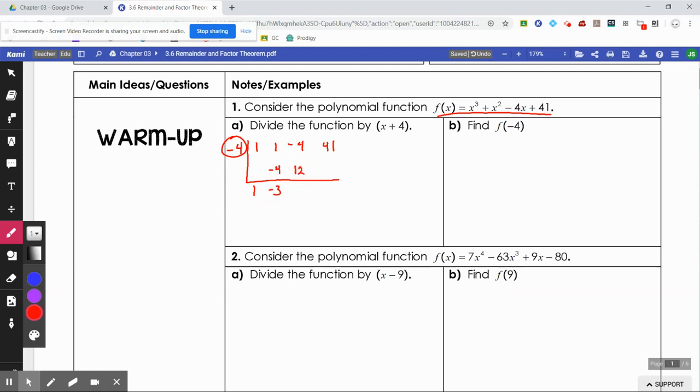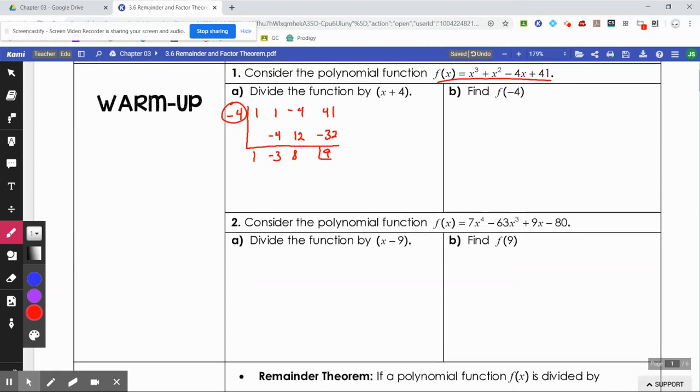Multiply by the negative 4. Negative 4 and 12 is a positive 8. Multiply by the negative 4 gives me a negative 32. 41 minus 32 is 9. So that would be a remainder of 9. So you get x squared minus 3x plus 8 plus the remainder over what you divided by. Then they said, okay, now find f of negative 4.